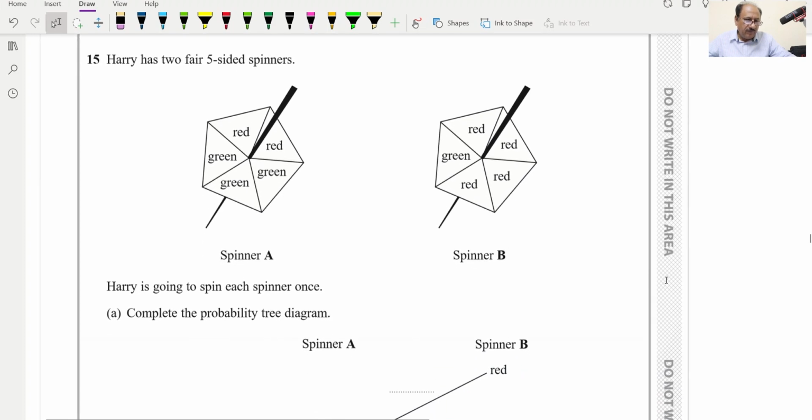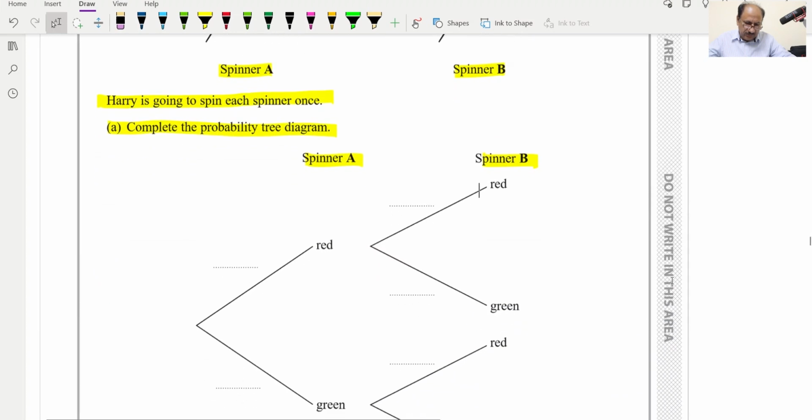Now question number 15 is a probability question. Harry has two fair 5-sided spinners, spinner A and spinner B. Harry is going to spin each spinner once. Complete the probability tree diagram. Spinner A, spinner B, and this is red and green.